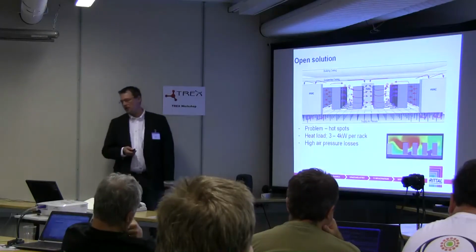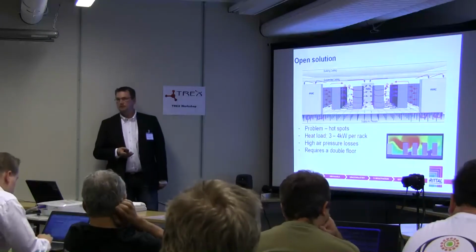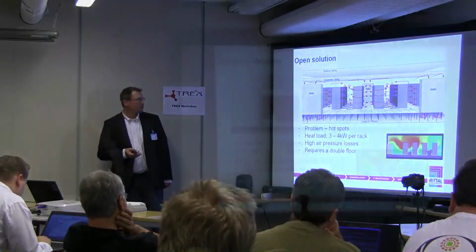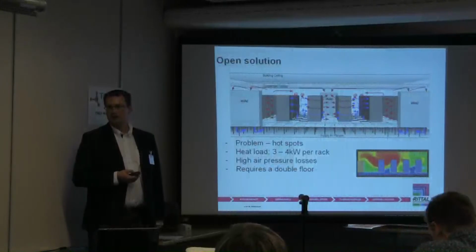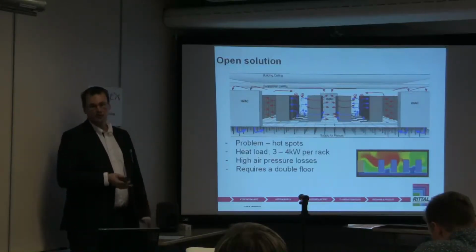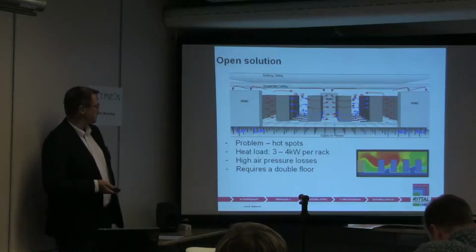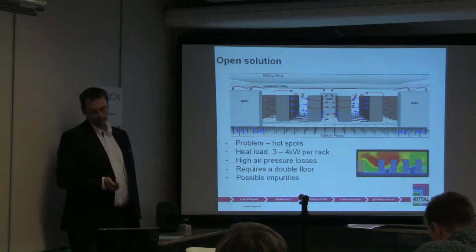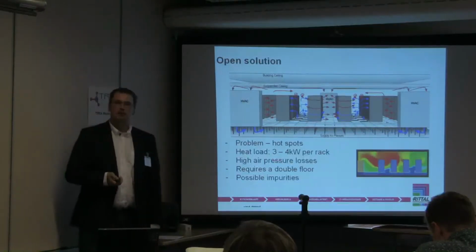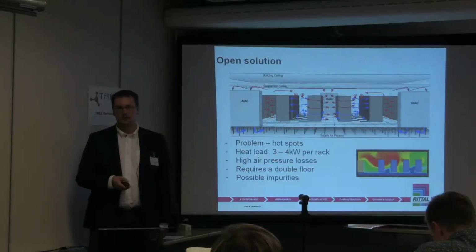As I mentioned, we are dealing with high pressure losses. We need this double floor. Well, usually it's not a problem because we do have some cabling and so on, so basically it's good to have a double floor. But as I can say, there is also cabling which can affect the air. And that's why we are dealing with the pressure losses. And even if we are dealing with a clean environment, there are some possibilities of impurities, for example dust, in the data center.